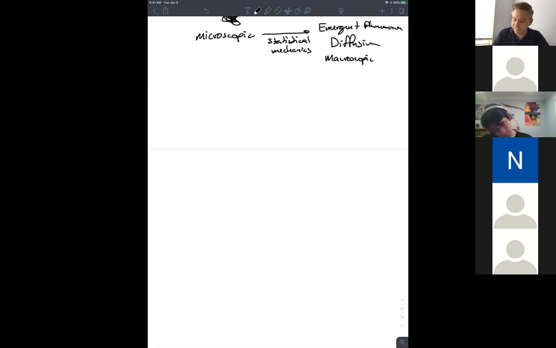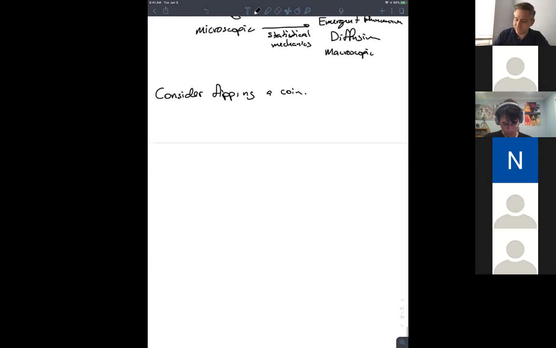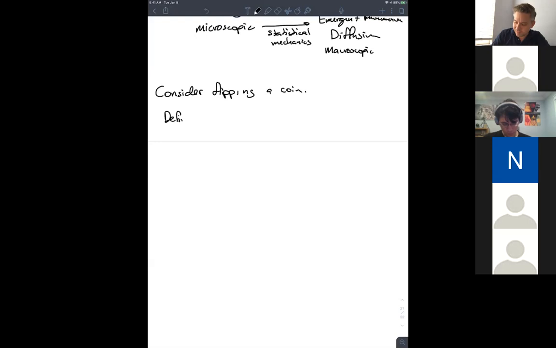All right, so let's go back and consider flipping a coin. If I flip it, it's what we referred to as a Bernoulli trial, right? So it has two possible outcomes, heads or tails. And what I'm going to do is define a variable called S sub n. Now n here refers to the number of coin flips we're talking about.